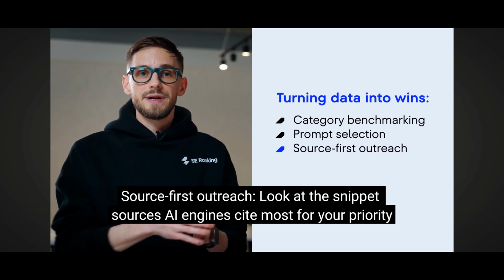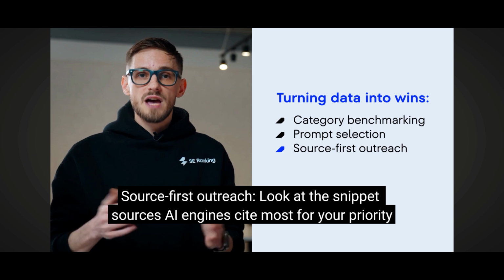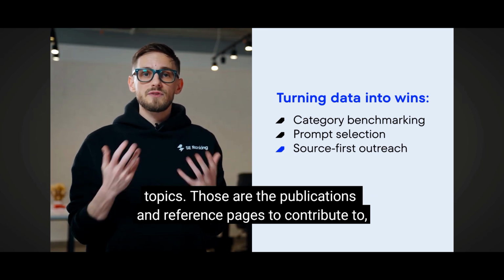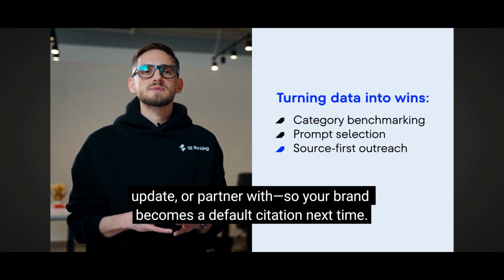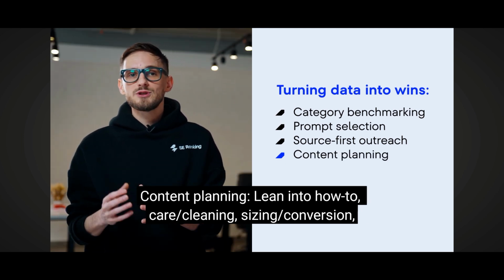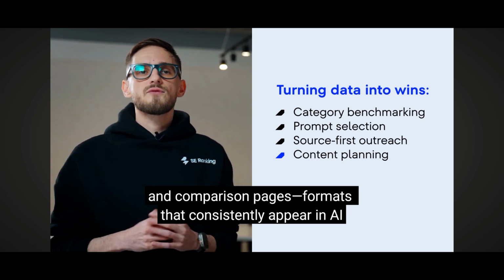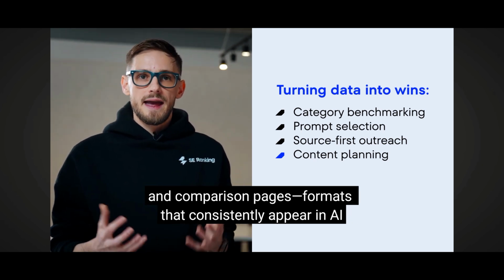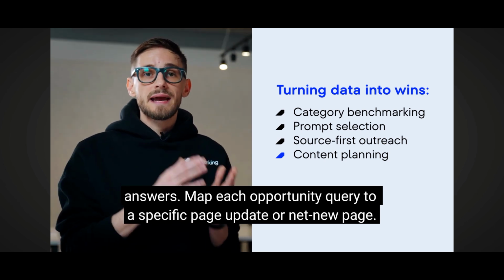Source-first outreach. Look at the snippet sources AI engines cite most for your priority topics. These are the publications and reference pages to contribute to, update, or partner with, so your brand becomes a default citation next time. Content planning. Lean into how-to, care, cleaning, sizing, conversion, and comparison pages, formats that consistently appear in AI answers. Map each opportunity query to a specific page update or net new page.